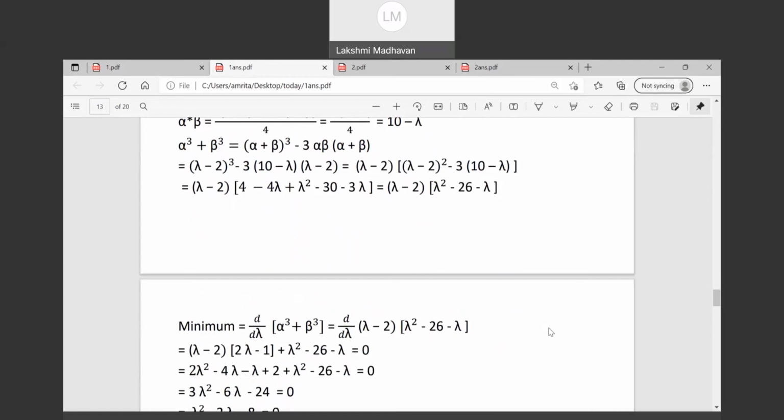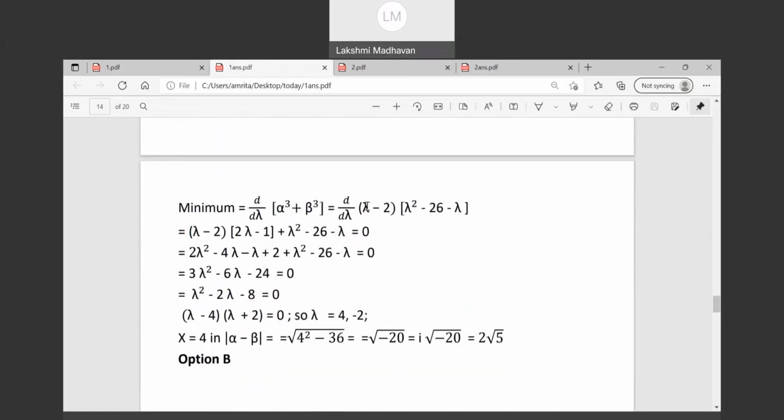After finding this, since it's given that the value is minimum, we'll find d by d lambda and equate it to 0. We have alpha cube plus beta cube as this value, so we find d by d lambda of this value and equate it to 0 to find the roots. Once we differentiate and solve, we get 3 lambda square minus 6 lambda minus 26 equal to 0. So lambda is 4 and lambda is minus 2.